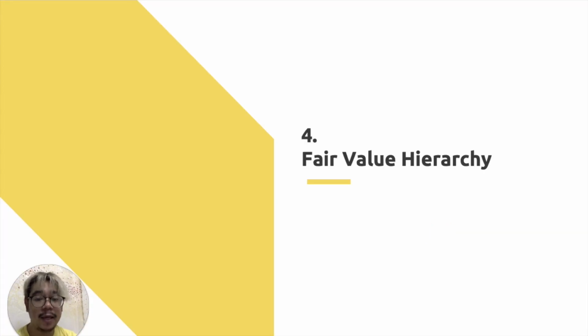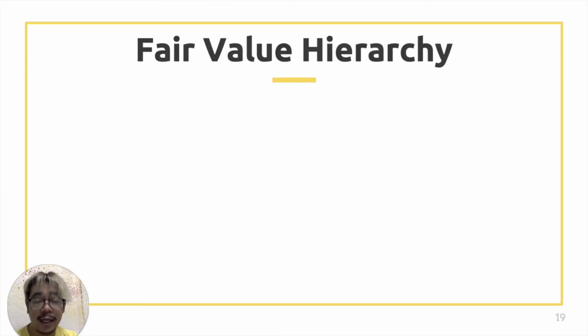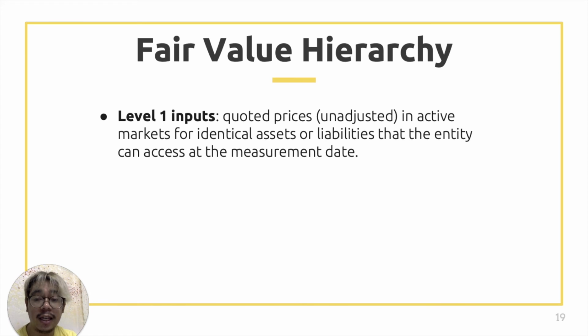So the last topic is about fair value hierarchy. So sa PFRS 13, it talks about a hierarchy from the most reliable fair value basis up to the least reliable. So there are three inputs or three levels. First is yung level 1. These are quoted prices in active markets for identical assets or liabilities that the entity can access at the measurement date. So ito yung pinaka-reliable, yung quoted price in active market.